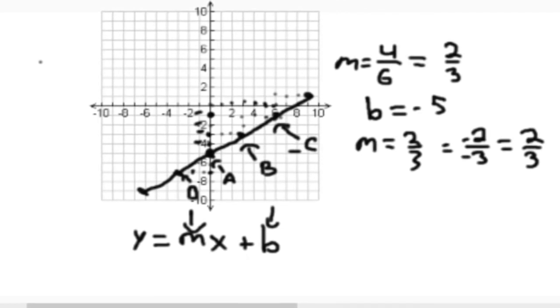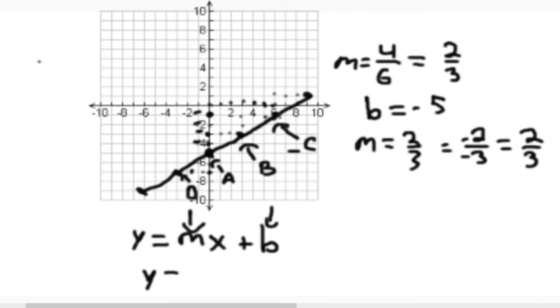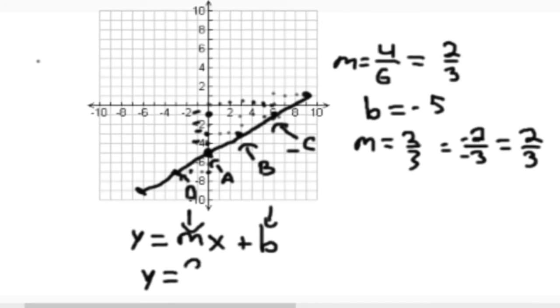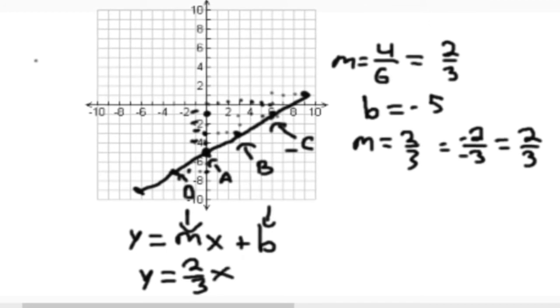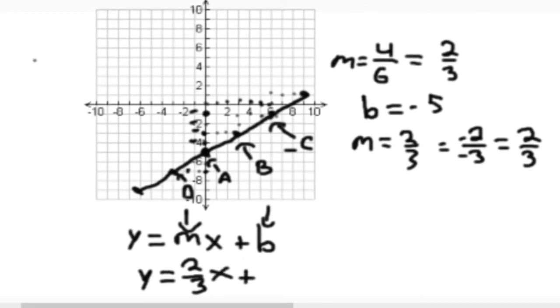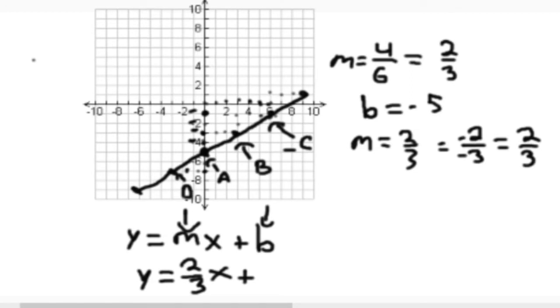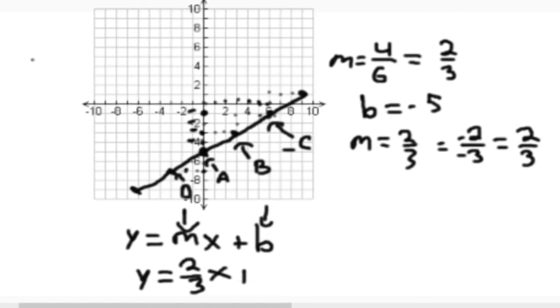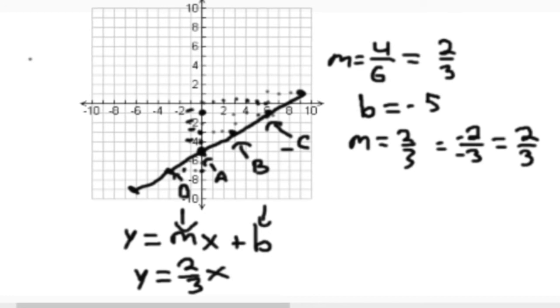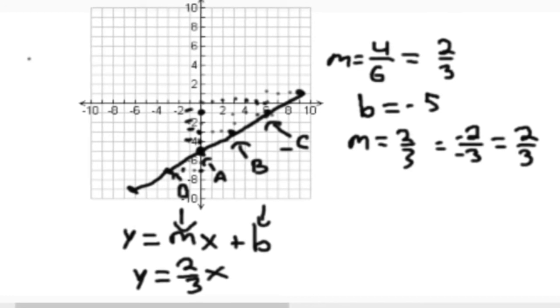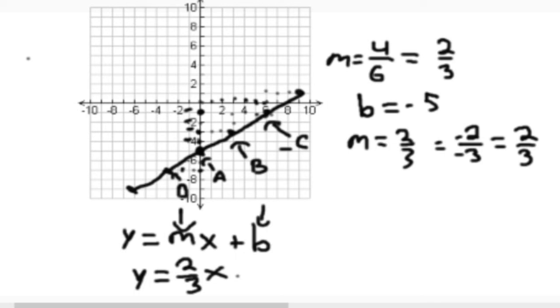So the equation for this graph is going to be y is equal to our slope, which is 2/3 x, plus our y-intercept, which we said was -5. So I'm going to put -5, and that's going to be the equation for this graph.